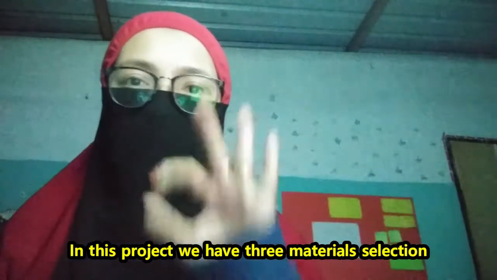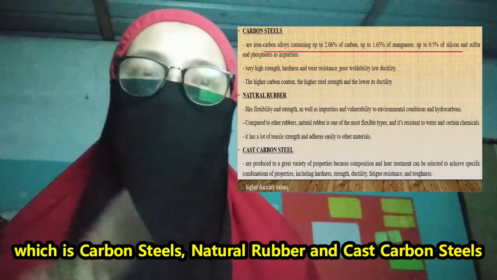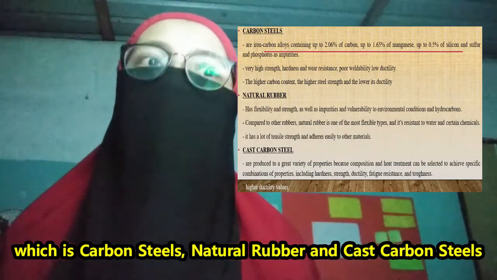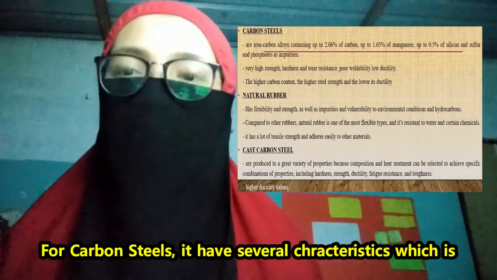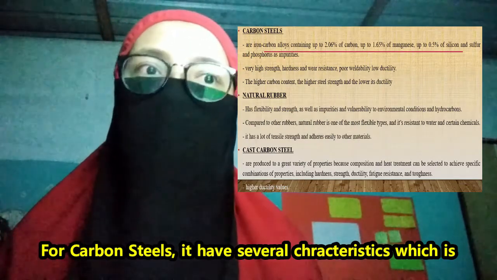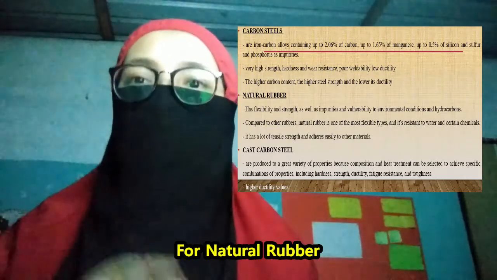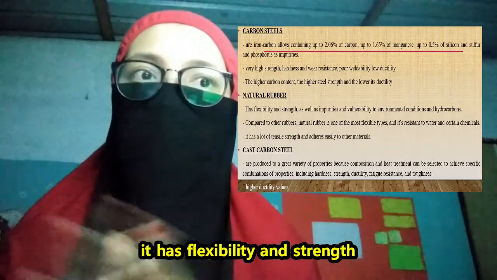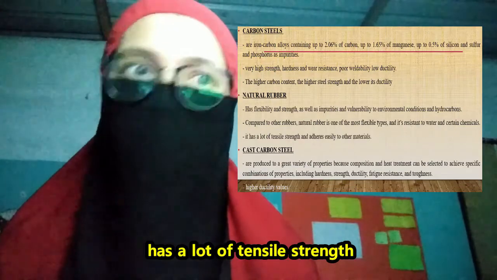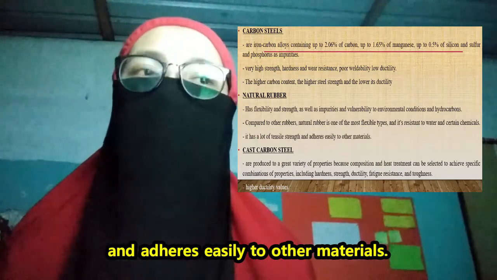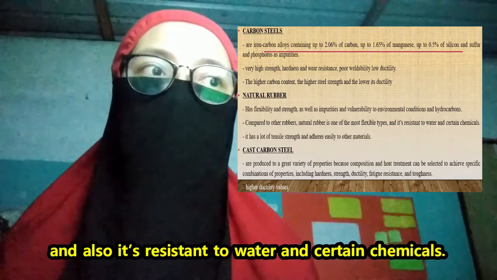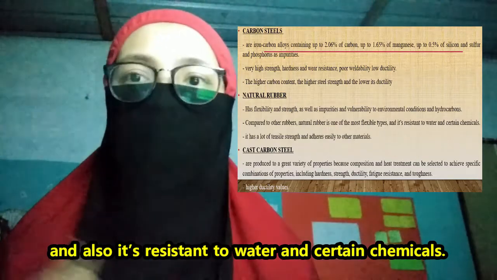Okay, in this project we have 3 material selections, which are carbon steel, natural rubber, and cast carbon steel. Carbon steel has several characteristics, which are hardness, strength, low ductility, and poor durability. Natural rubber has flexibility and a lot of strength, and adheres easily to other metals. Also, it is resistant to water and certain chemicals.